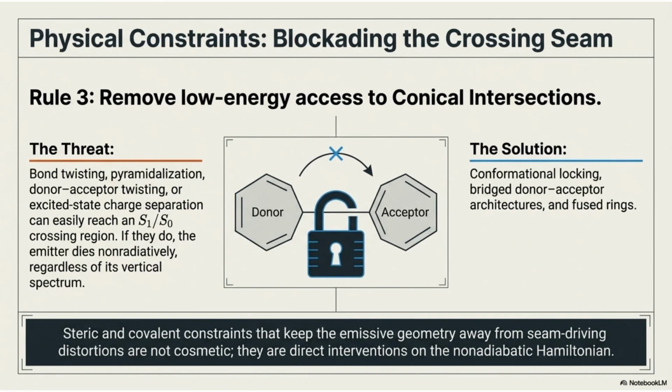Rule 3 is blocking the crossing seam. Bond twisting or excited state charge separation can lead to non-radiative decay via conical intersections. The solution is using conformational locking and fused rings to remove low-energy access to these intersections.